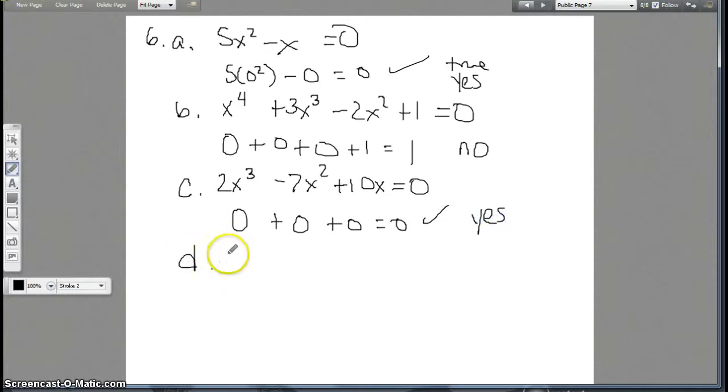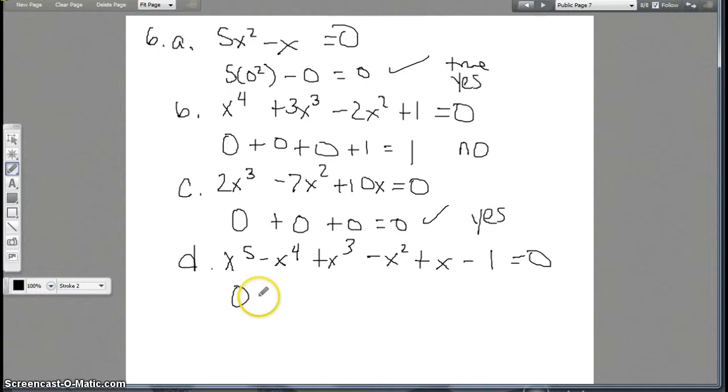Let's try part D. Part D is x to the 5th minus x to the 4th plus x cubed minus x squared plus x minus 1 equals 0. Again, we're going to plug in 0. 0 to the 5th is 0. Negative 0 to the 4th is 0. 0 to the 3rd is 0. Negative 0 squared is 0. x is 0. And then we have a minus 1. So all of that equals negative 1. That is not true, so this one is no. It is not a solution for this equation.